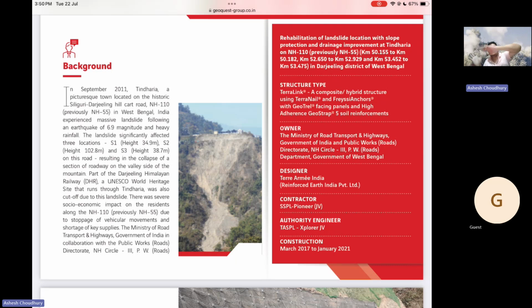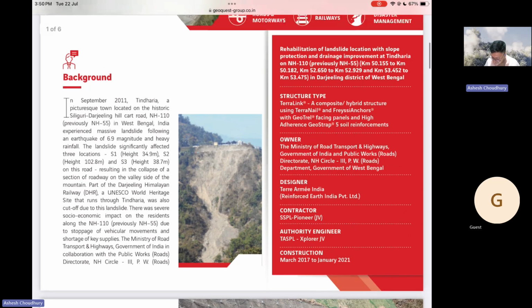Due to the landslide, that railway was also disturbed, and this is the main highway that joins Sikkim, Darjeeling to Siliguri, Darjeeling to the whole of West Bengal and the rest of India. That's why this project was very important. The project name was rehabilitation of landslide location with slope protection and drainage improvement in Tindharia on NH10, previously NH55, in Darjeeling district of West Bengal.